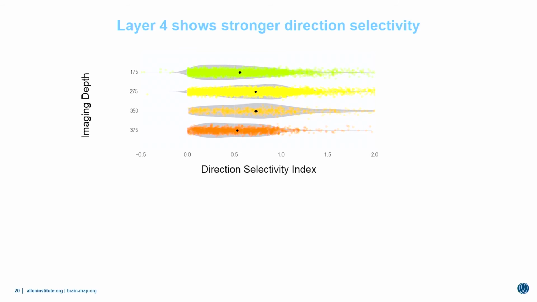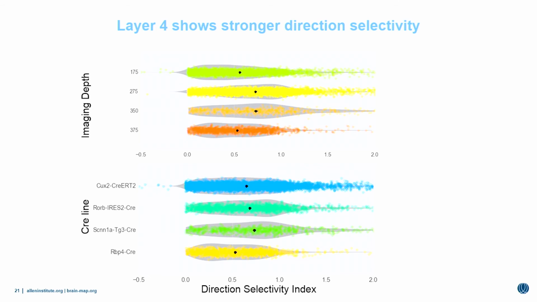And what we see is that in these intermediate depths at 275, 350 microns, we see a higher direction selectivity index than we do at 175 or 375. We believe that these depths are close to layer 4. And so it's a bit surprising to see a higher selectivity in layer 4 than in layer 2, 3, or layer 5. This is consistent when we also break it down by the different Cre lines. So both RORB and SCNN1A are layer 4 specific Cre lines, and they both show elevated direction selectivities compared to, say, RBP4, which is exclusively in layer 5.